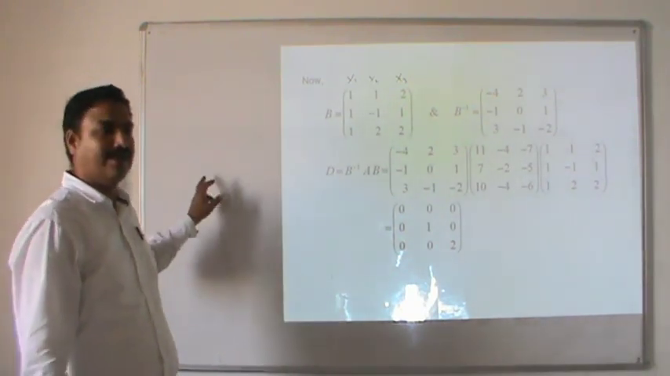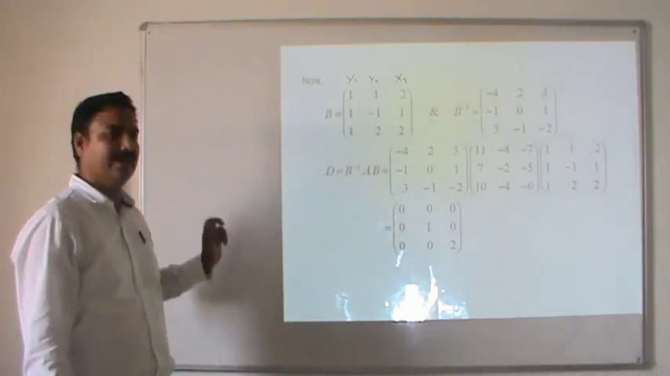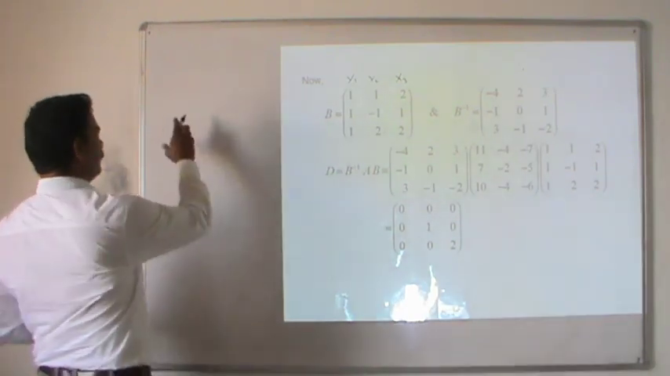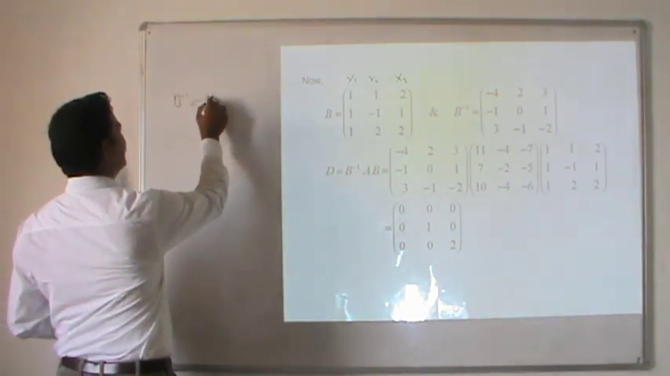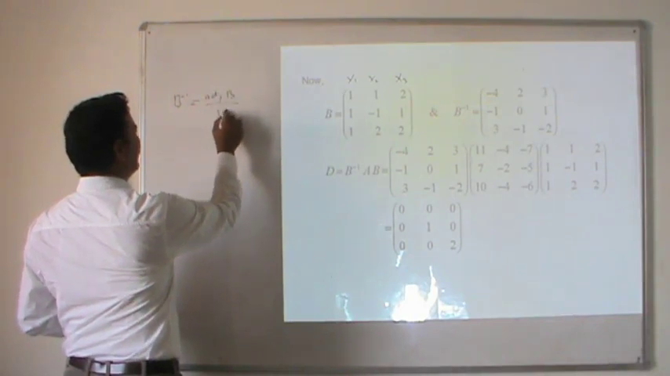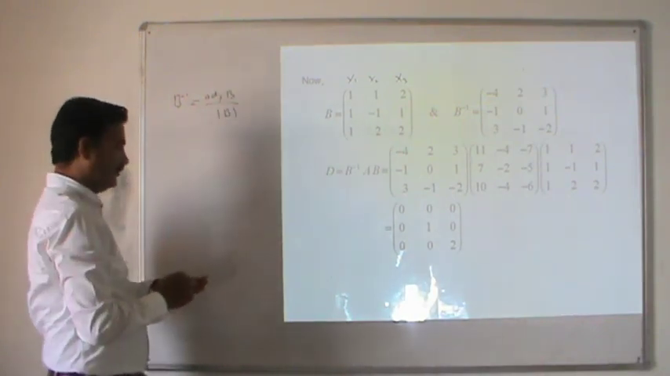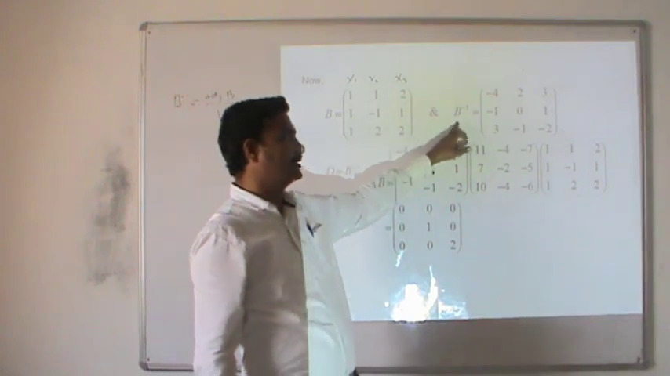That will be our desired adjoint B, and finally we divide adjoint B by the determinant of B. So B inverse will be adjoint of B divided by the determinant value of B. And using this formula, we find our B inverse.